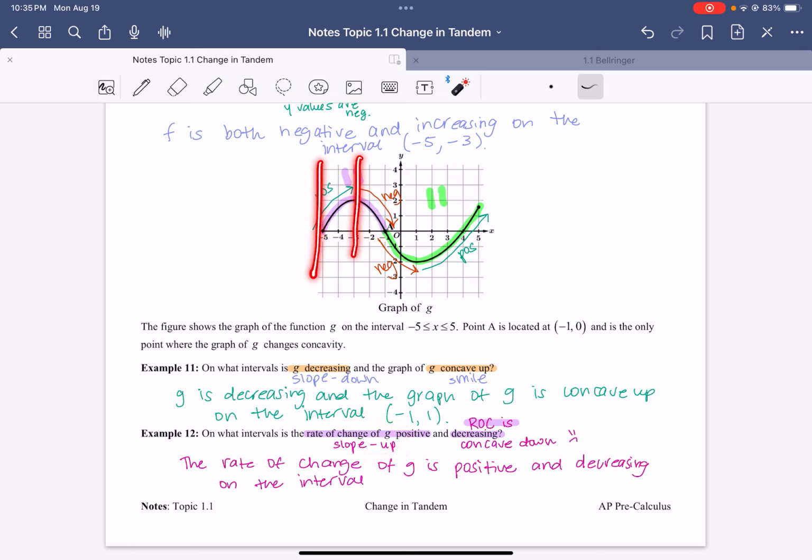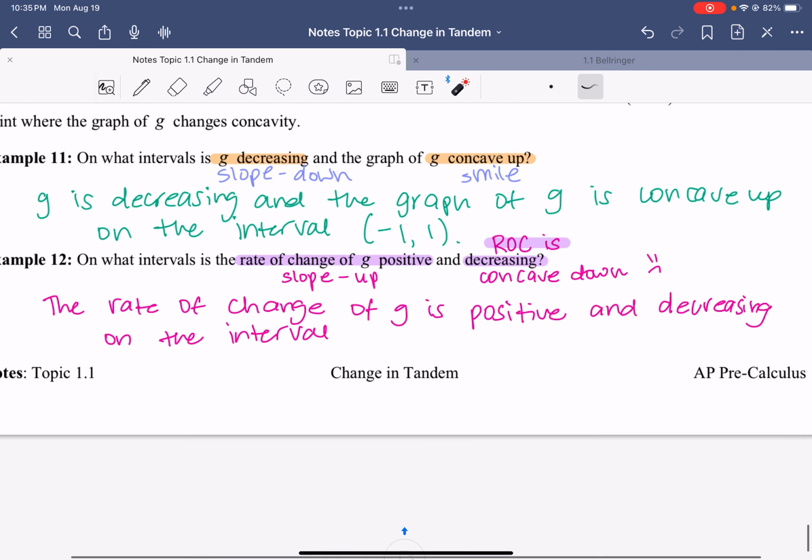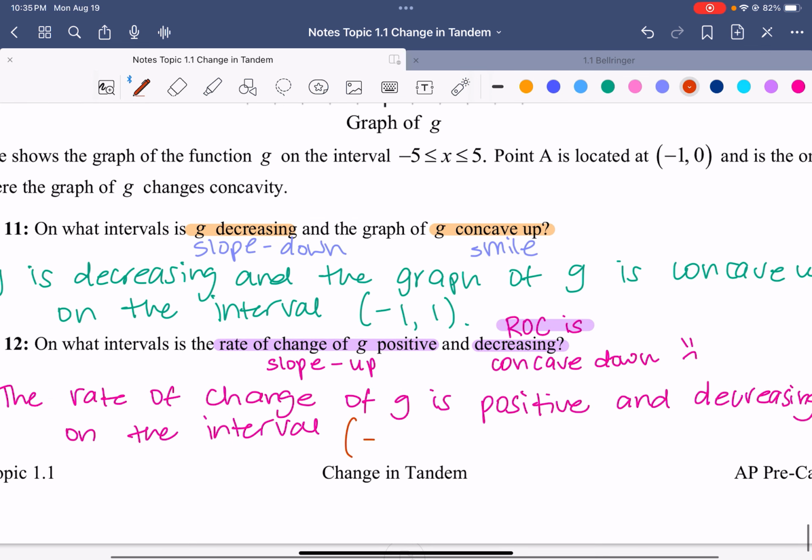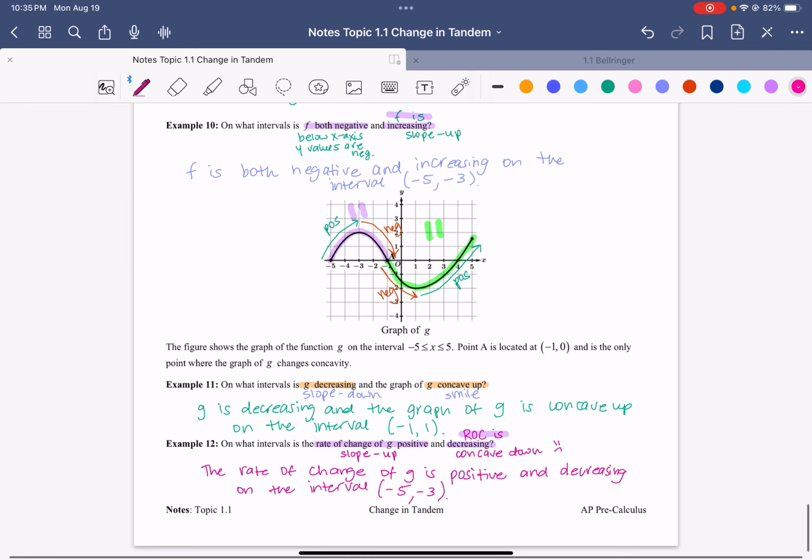X values only, that would be -5 to -3. -5 to -3 in parentheses. Okay, and that is the entire lesson.